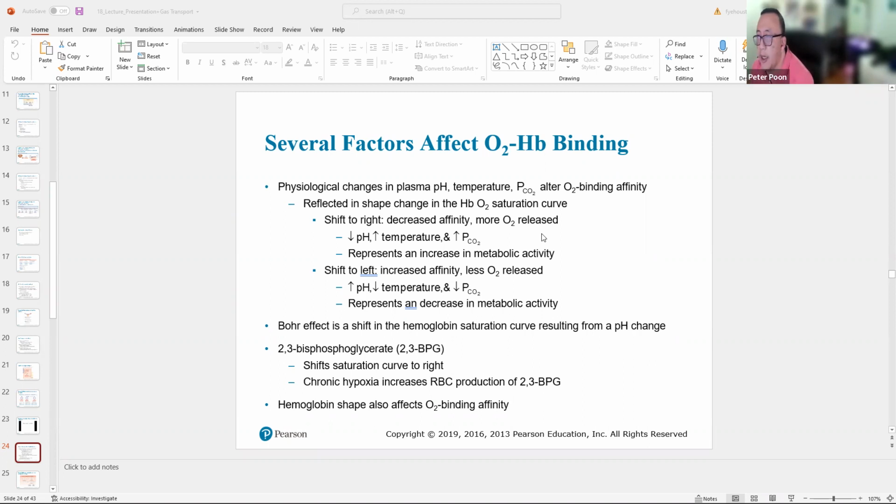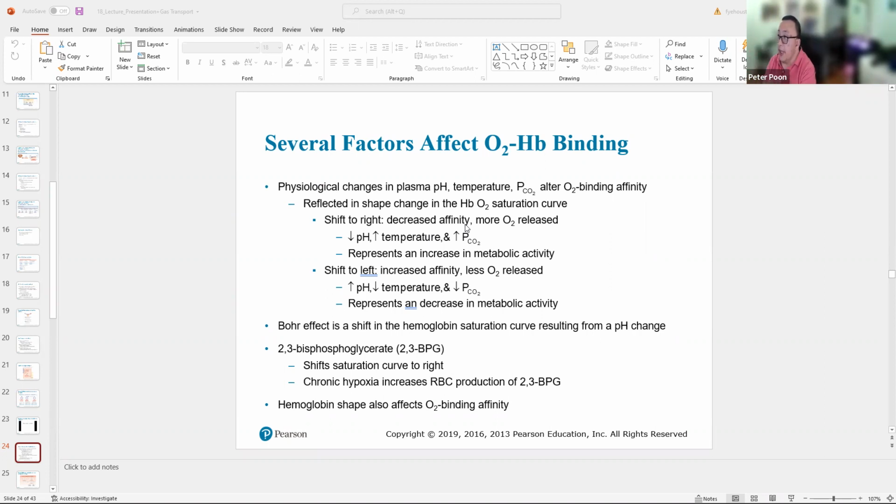Oxygen hemoglobin binding levels. Okay. So shift to the right: lower pH, increased temperature, increased CO2. Okay. Shift to the right means decreased affinity, more O2 released.